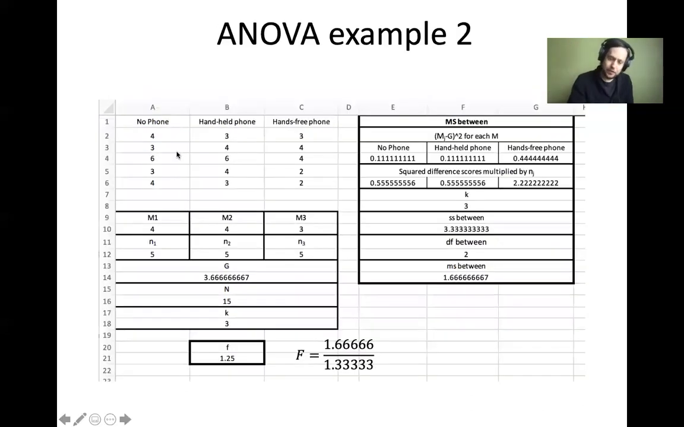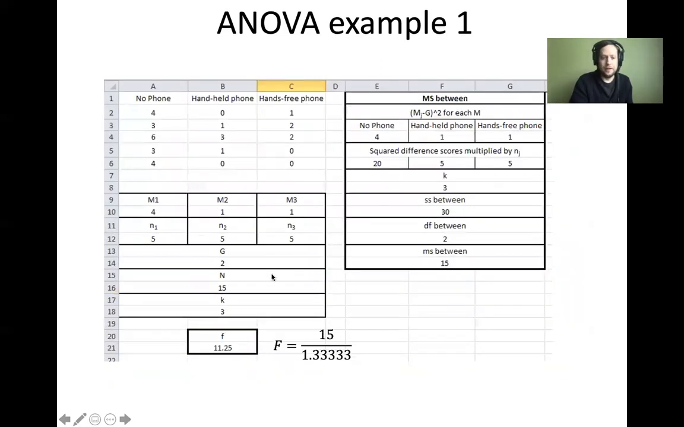In example 2, I changed the numbers. You notice how the means of these three conditions are different. It's 4, 4, and 3 now instead of 4, 1, and 1. So instead of being far apart, the means are relatively more squashed together. 4, 1, and 1 are further apart than 4, 4, and 3, which is represented in the fact that the MS between has gotten smaller.